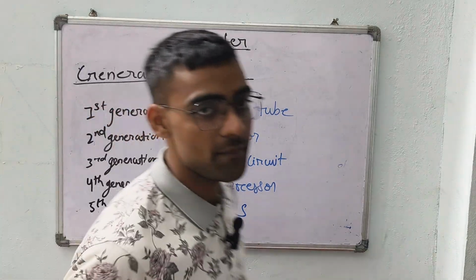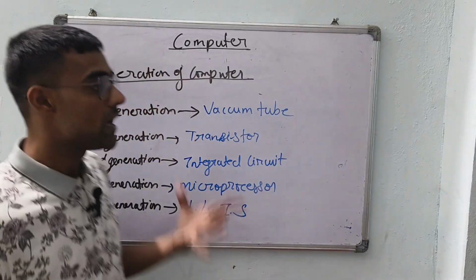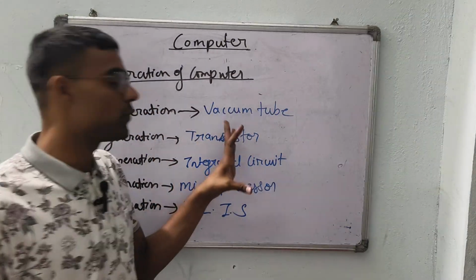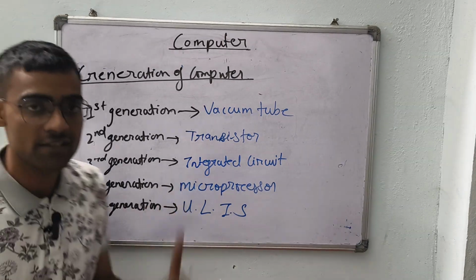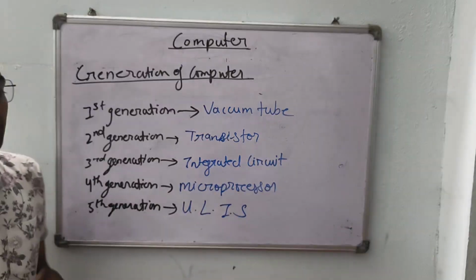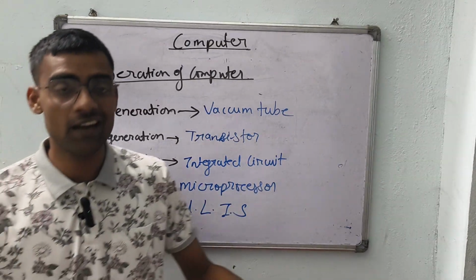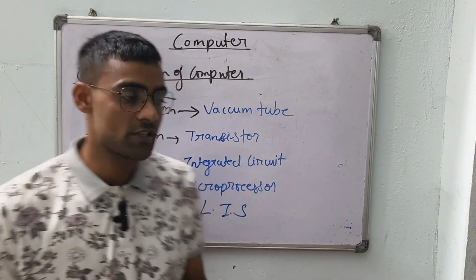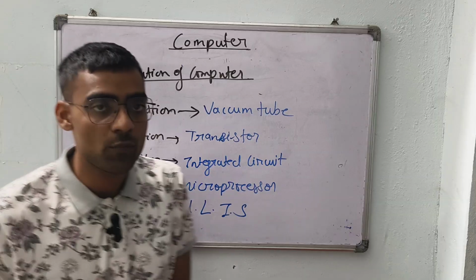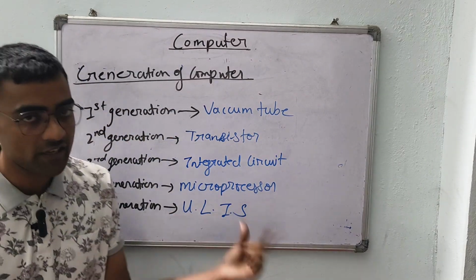So these are the 5 generations of a computer up to now. In the first generation, we are using vacuum tube. In the second generation, transistor. In the third generation, integrated circuit. In the fourth generation, microprocessor. And in the fifth generation, ultra large integrated circuit.